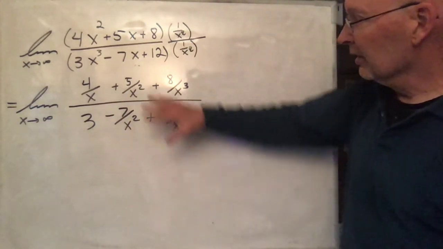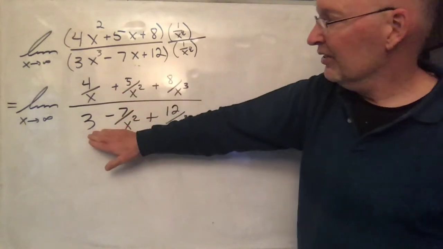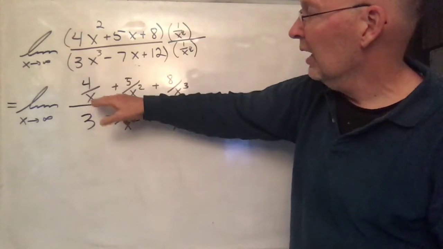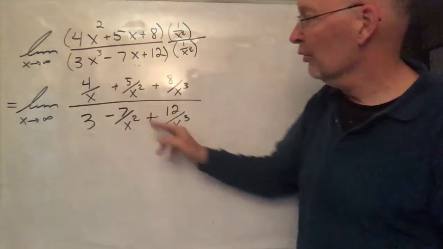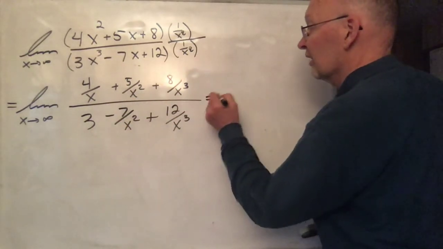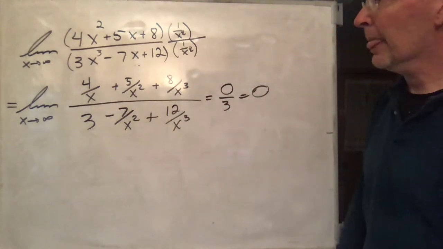And what happens here? These four here all go to 0. 3 stays 3. And 4 over x also goes to 0. Aha, all of these things go to 0. So the whole numerator goes to 0. These things go to 0. You still have a 3 on the bottom. So you get 0 over 3, which is 0. So there's that one. So that's the idea.